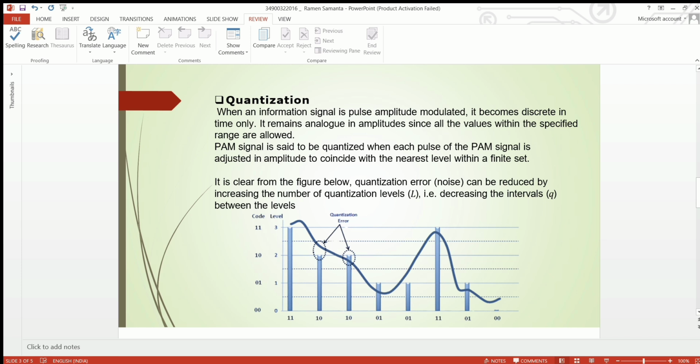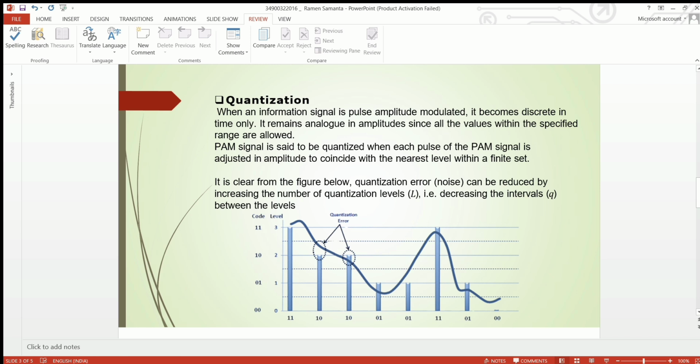It is clear from the figure below that quantization error noise can be reduced by increasing the number of quantization levels L, decreasing the interval between the levels. Here's the figure.